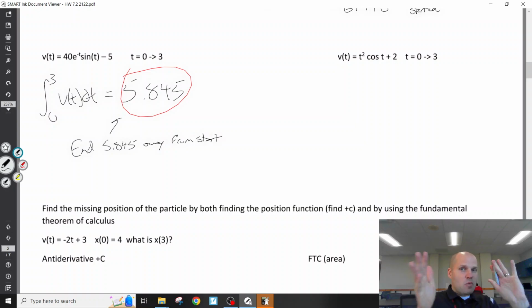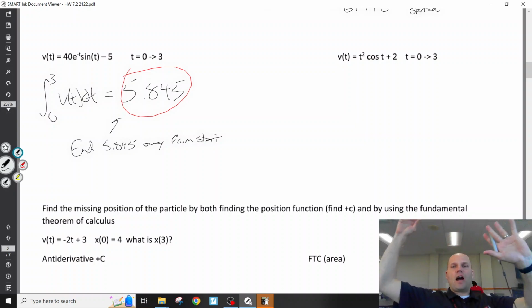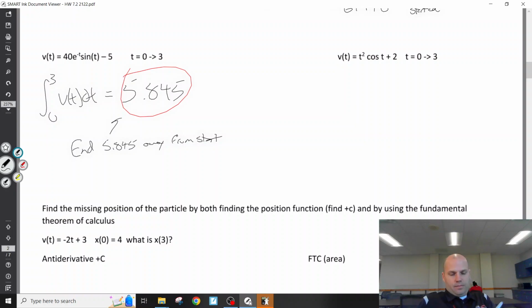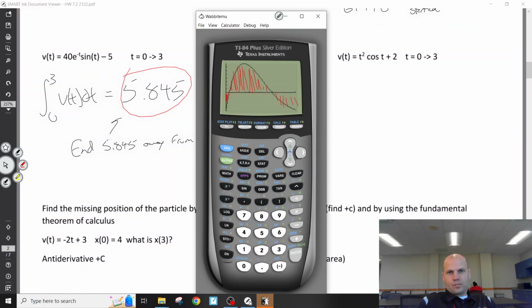Okay? There's a lot of movement going on. There's a lot of changing of directions. This is telling me how far I ended up away from where I started.